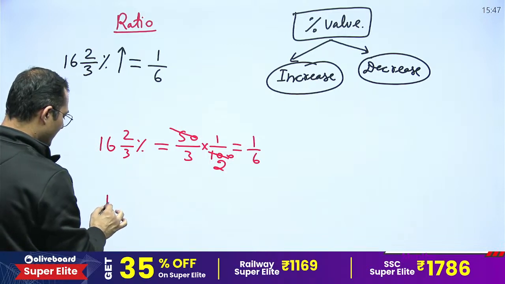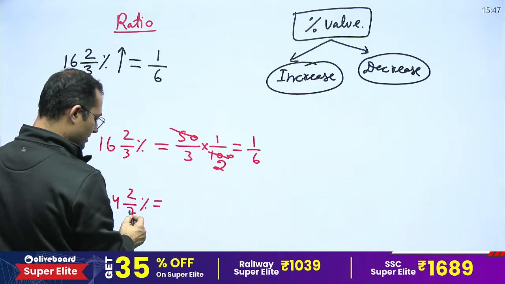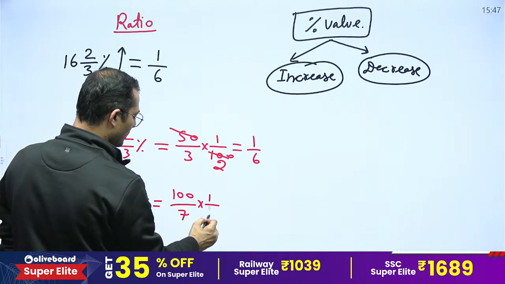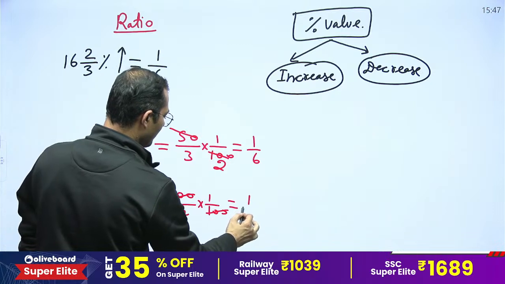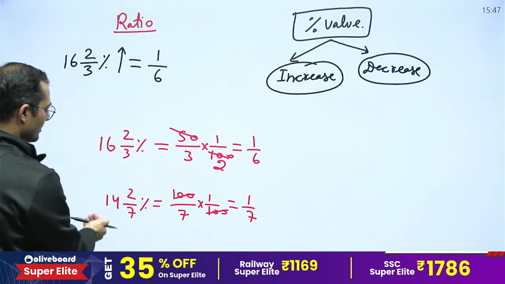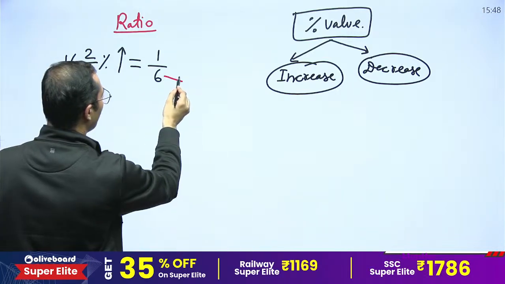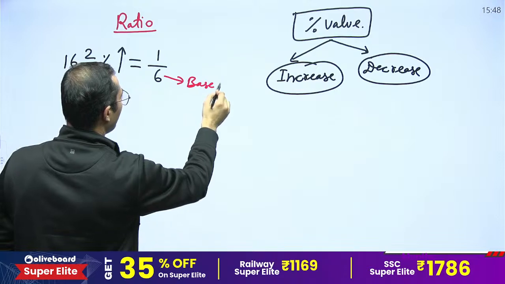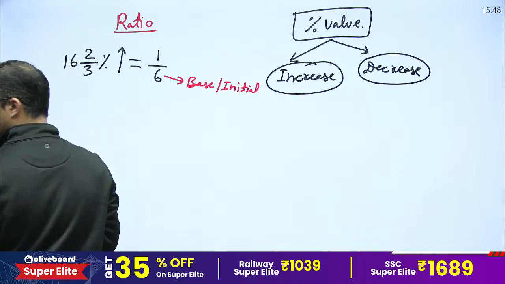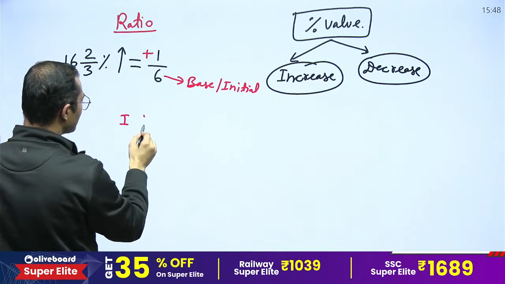See, if I say 14 whole 2 upon 7%, so simply 14 into 7, 98, plus 2, 100, divided by 7, into 1 upon 100. So it is 1 upon 7, right? So we all know this. Similarly, if we have to create the ratio, the denominator always represents the base and initial value, and the numerator is the effect, increase or decrease. So we can say initial and final.